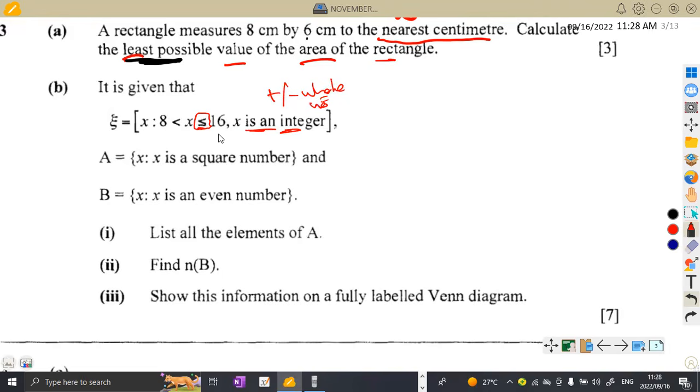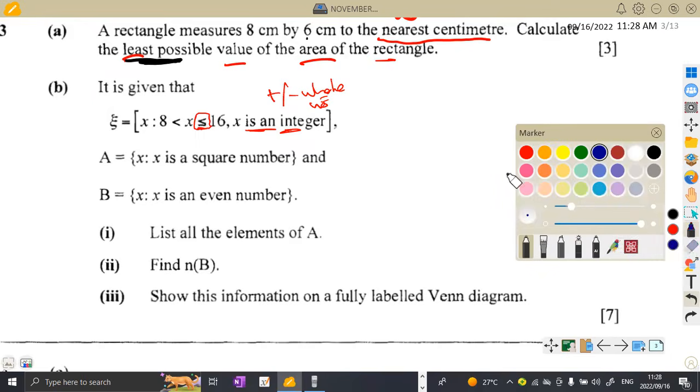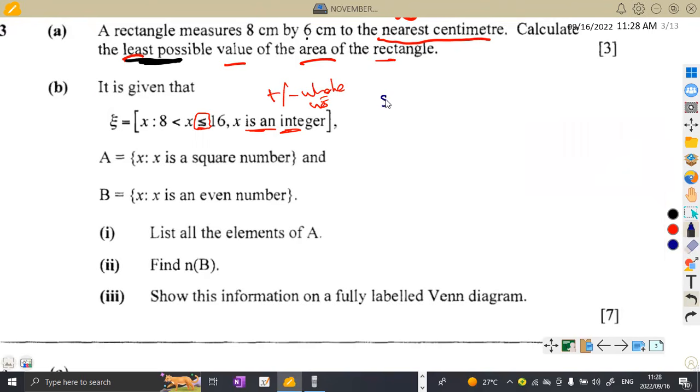But our x is greater than 8. If you're talking about this x, it's 8. Let me just change the marker. Okay, blue one is fine. Here it's 8, which is less than x. It means x is greater than 8. That is what it means. So 8 is not needed. So our x has to start from 9. This is an integer that is greater than 8, which is 9, 10, 11, and so on and so on. So that is where we are going to start the values of x.